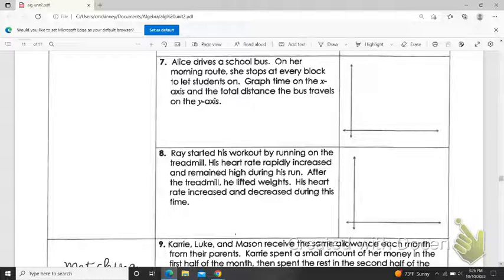So number 7 we're going to look at, and then I'm going to look at the matching ones at the bottom. Alice drives a school bus. On her morning route, she stops at every block to let students on. So we're going to graph the time on the x-axis and the total distance the bus travels on the y-axis. So this is total distance.